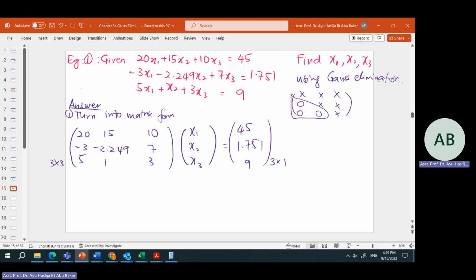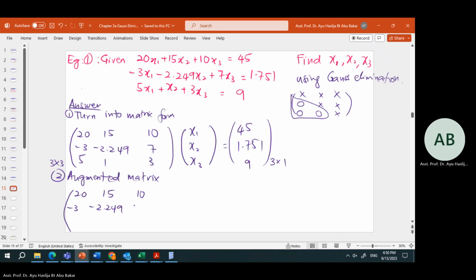Huh? 0, 8. Okay. Now, I always ask my student to form into augmented matrix first. What augmented matrix means, you combine together the 3 by 3 and 3 by 1. Just an extra step to make it easier to see.